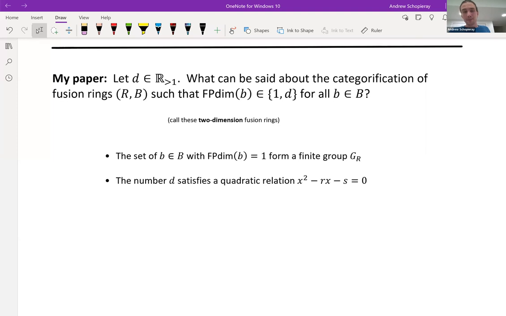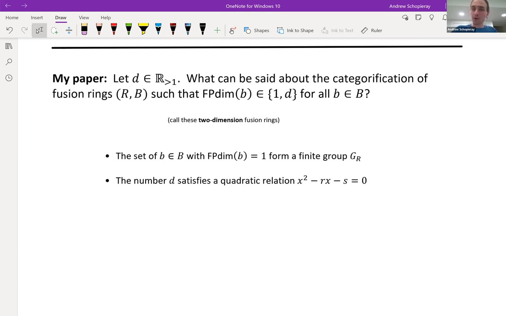Don't treat this as a technical phrase you should learn, because it's not a very good name, but verbally I might refer to these as 2-dimension fusion rings. All the basis elements take a Frobenius-Perron dimension that's one of two values. It sounds a little too much like 2-dimensional to be a good name, but I might say this out loud by accident, so I want to warn you.